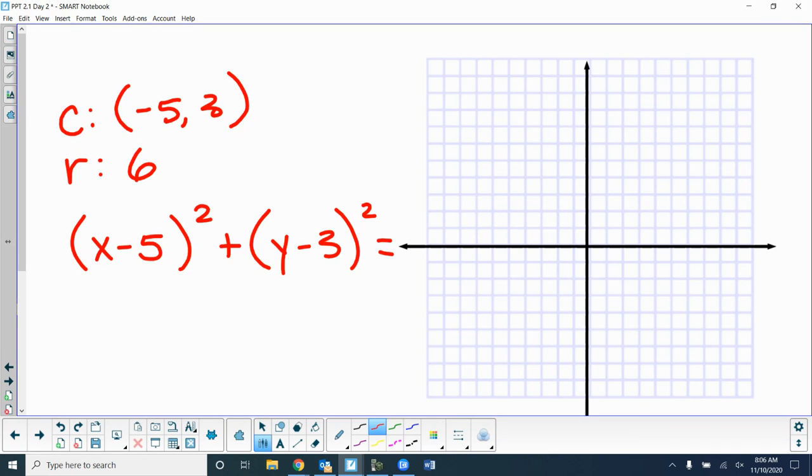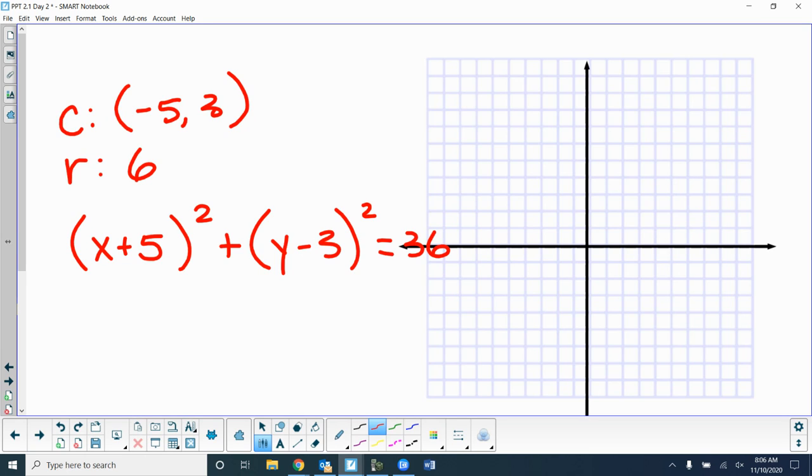What if I said the radius was 5? Then it'd be 25, right? Okay? Yeah, you guys said plus 5, but I wrote mine. Sorry. Yeah, x plus 5. The opposite, right? Negative 5, so that's x plus 5.